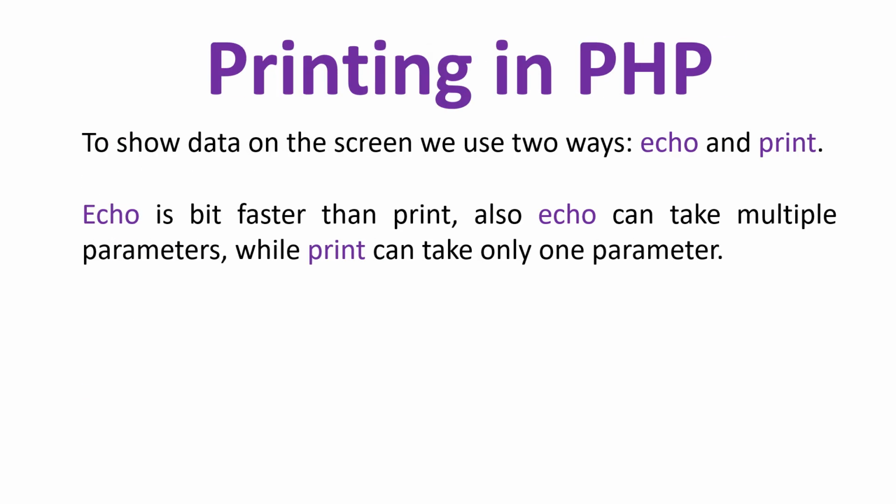To print values in PHP, we use two ways, echo and print. Echo is a bit faster than print. Also, echo can take multiple parameters, while print can take only one parameter.